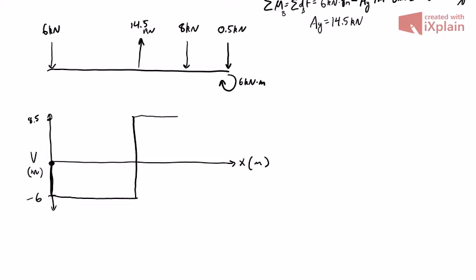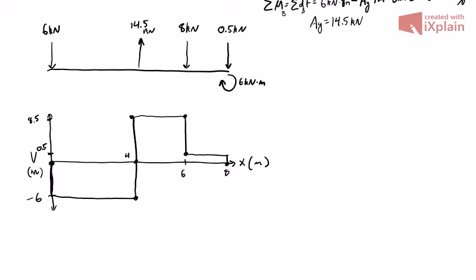And then we go over, and then we have a downward 8. So 8.5 minus 8 brings us down to 0.5 kilonewtons. Then we go across, get to negative 0.5. 0.5 minus 0.5 gets us back down to 0, which is good. That's what we wanted, right? You always have to start and end at 0 on shear. So this is at 4 meters, this is at 6 meters, and this is at 8 meters.